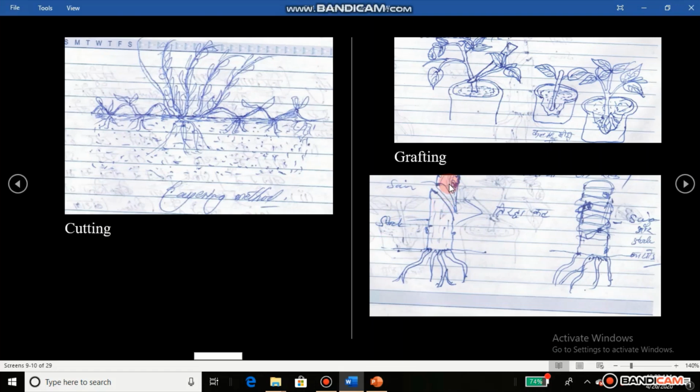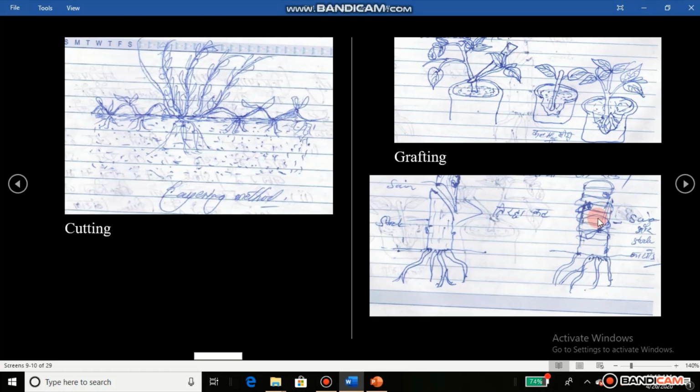You just exchange the scion part of this plant with the scion of that plant, put them over here, and bind with a cloth that is filled with starch or fertilizers or wetted soil. With all that you bind the part, and after some days it will completely attach with that part.